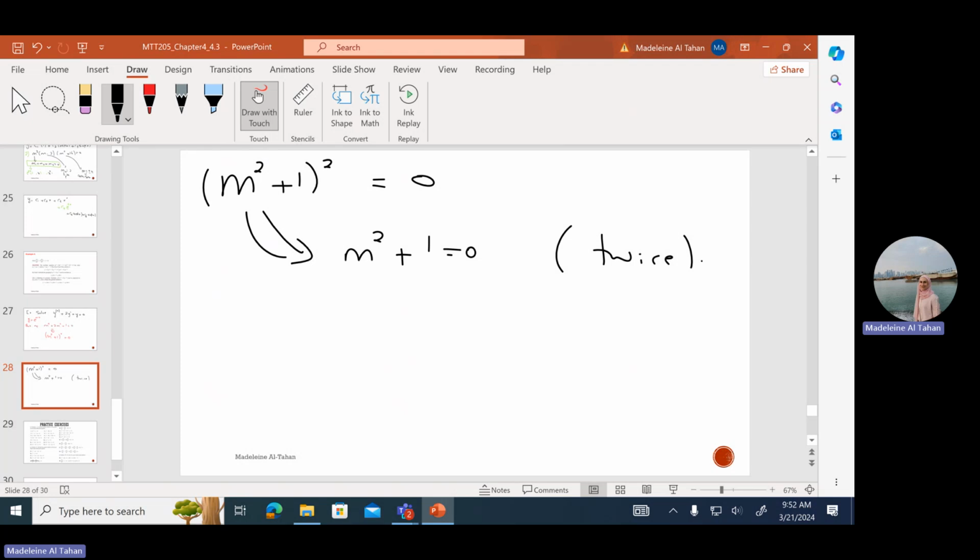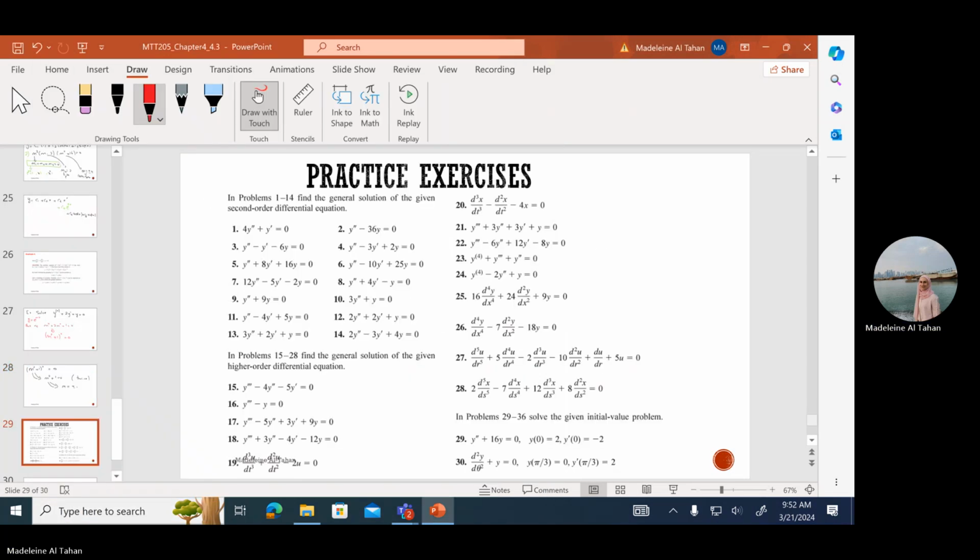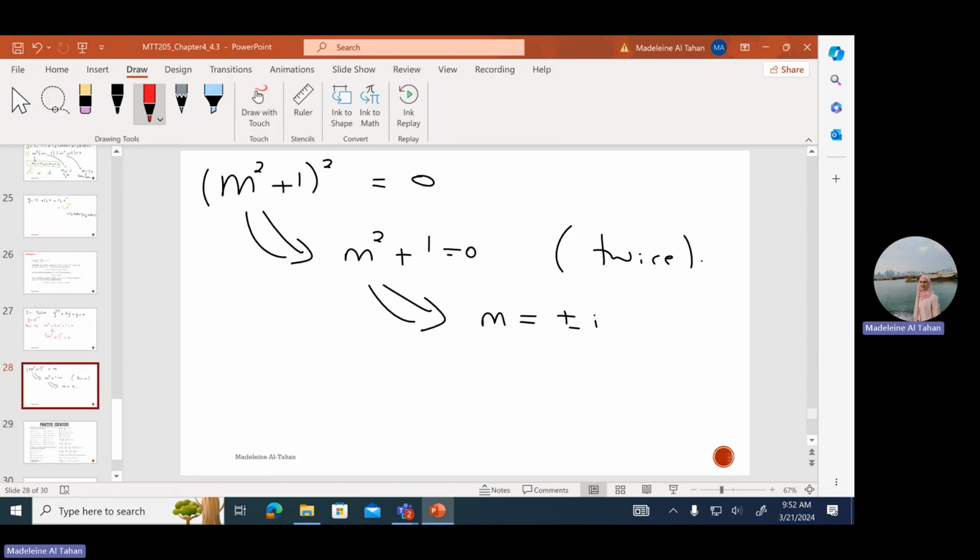Now this one, what does it imply? What are the roots for this one? M equal plus or minus i, right, Miss? What's alpha here? And what's beta? Alpha is equal to 0, right? And beta 1. What will be the solution then for this one? Cosine x and sine x. Is this enough?